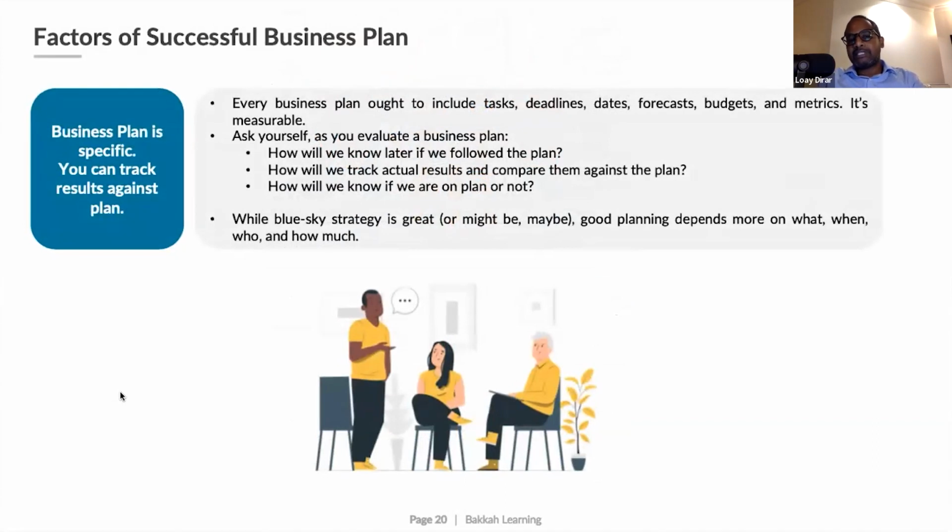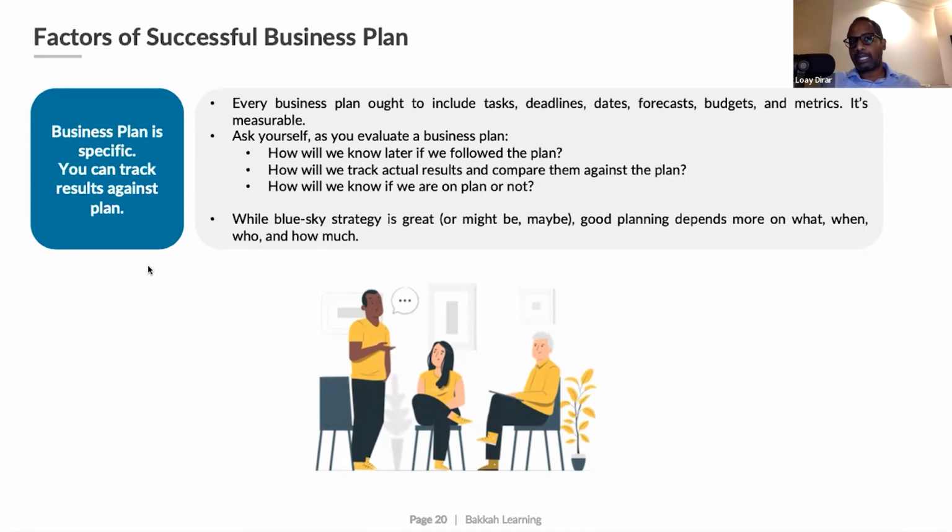Another factor is that a business plan is specific. It's going to help you track results against plans. Every business plan ought to include tasks, deadlines, dates, forecasts, budgets, and metrics. It's measurable at the end. Another aspect is that a business plan must include a schedule. It will help you set a roadmap for how you're going to progress from the early beginning stages until you reach your fully operating phases. And after that, you're going to start serving your clients and customers.